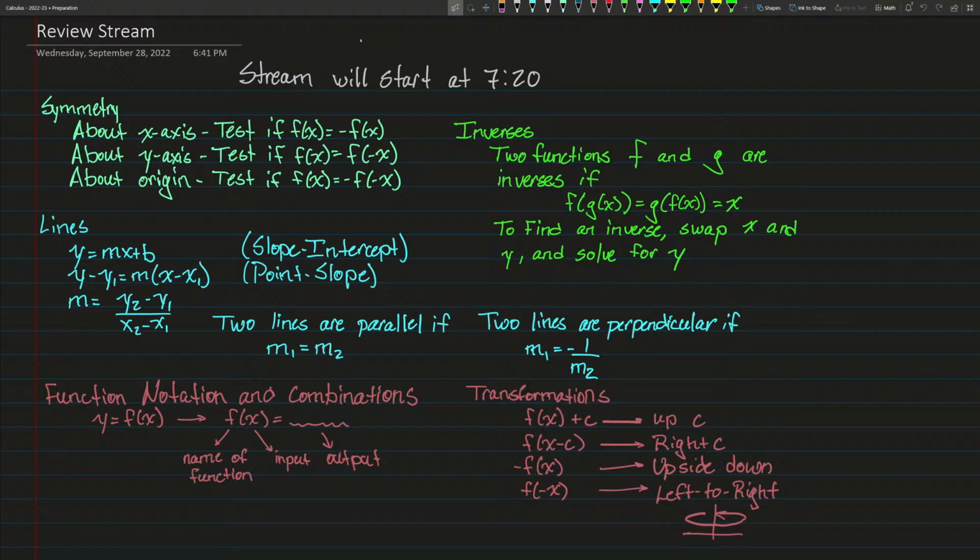On your screen right now are some important notes. The only thing I missed were the logarithms and exponential notes, which I can add in a second, but I'm hoping we went over that fairly recently and quite a bit, so we don't need to go over them explicitly here, but I will put them up once we get to those problems. What you see on your screen is symmetry, lines, inverses, function notation, function combinations, and transformations, as well as parent functions, which I also don't have up here.